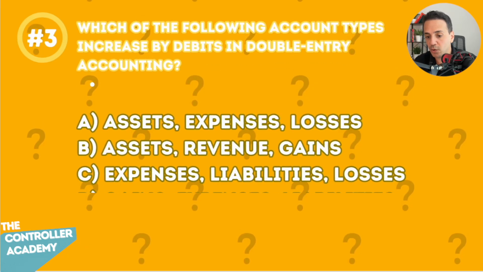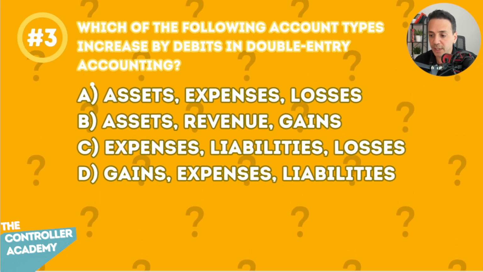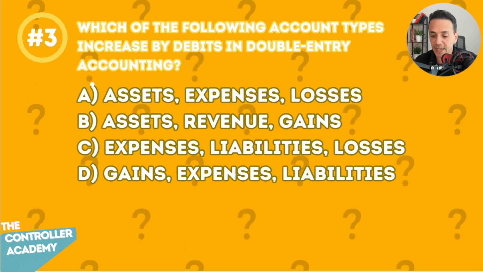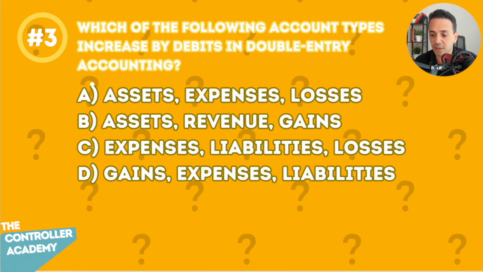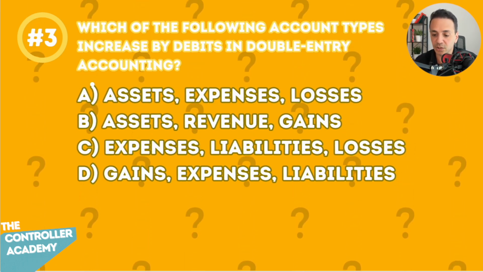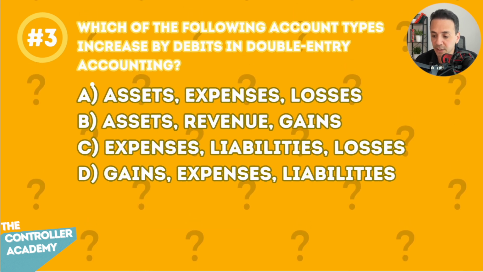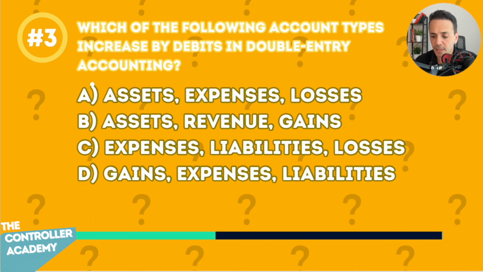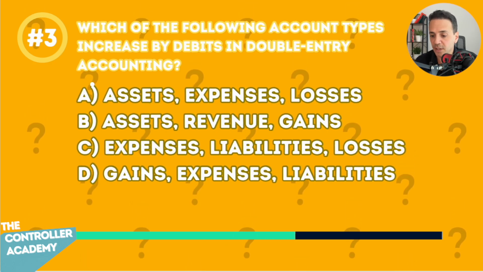Okay. For question number 3, which of the following account types increase by debits in double entry accounting? Assets, expenses, and losses. Assets, revenue, gains. Expenses, liabilities, and losses. Gains, expenses, and liabilities. All right, we have 10 seconds here. Increase with debits. All right.